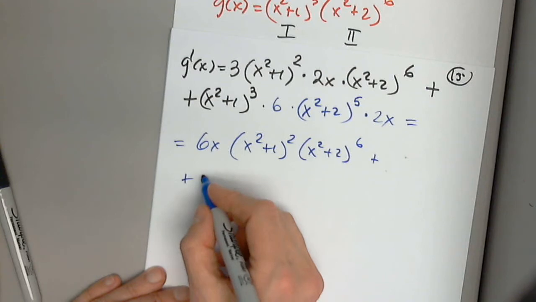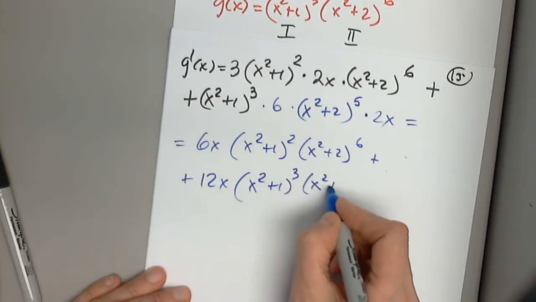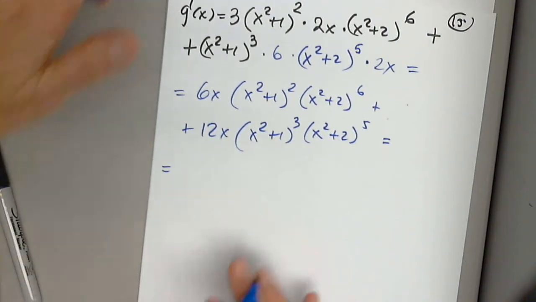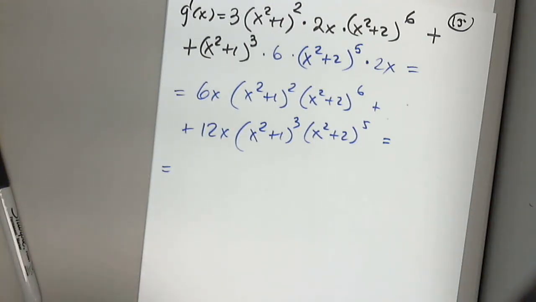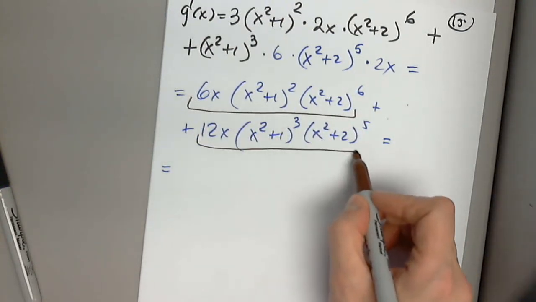And also plus 12x in front, (x squared plus 1) to the third, and (x squared plus 2) to the fifth. I'm sure you remember this from pre-calculus. And now I have two terms, and they have something in common. I need to pull that common factor or those common factors out. Can anyone give us the common factors of these two terms? This is one term, one product, and this is one term, one product.